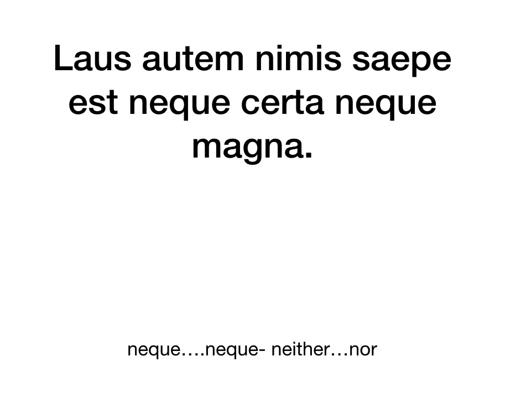All right, so Leos autem nimis saepe est neque certa neque magna. I'm not going to spend too much time on this one because it's pretty straightforward. The only thing I can really hint at is what you see at the bottom of the screen, and that is that neque is the same as nec. When it's showing up twice, it's just this conjunction that will be translated as like neither something nor something else. And that's about it.